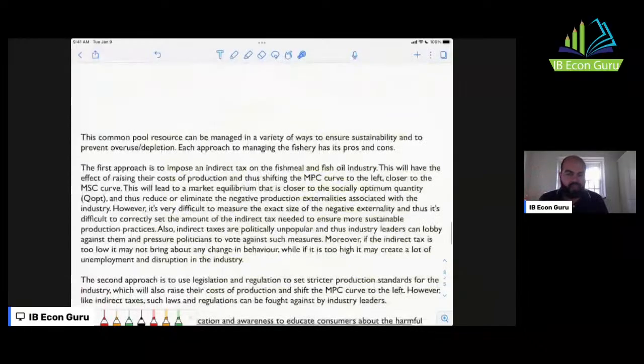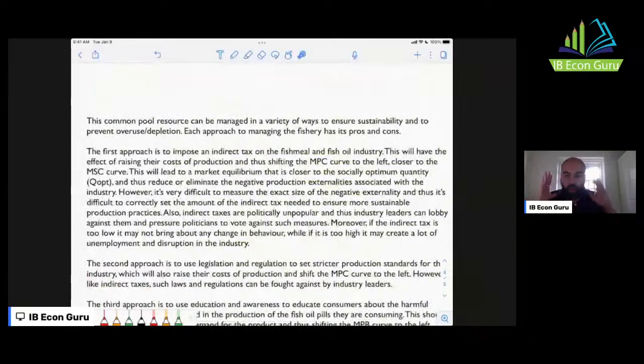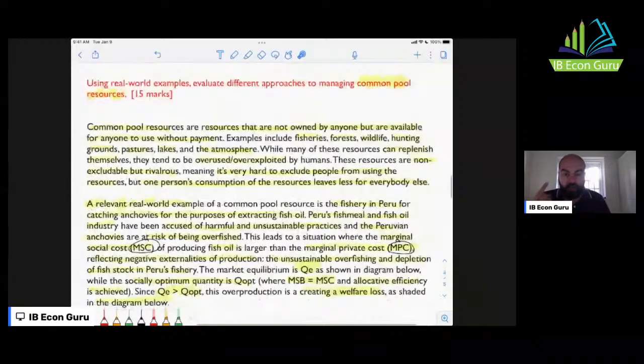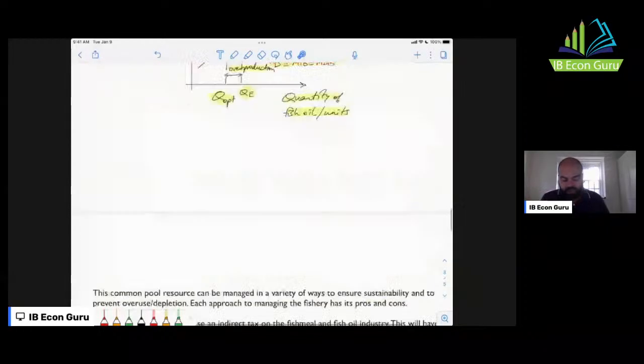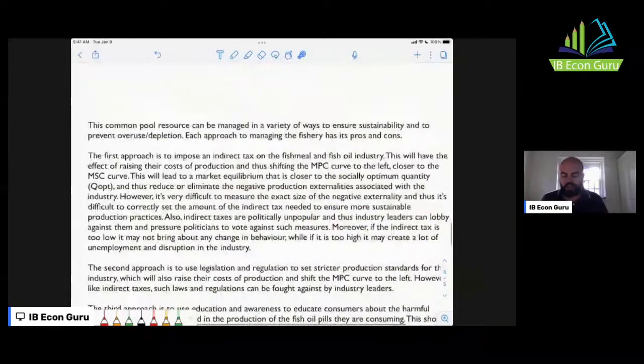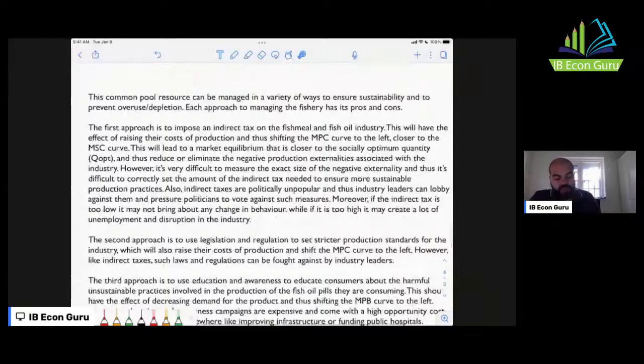So far, I haven't really answered the question. If you'll notice, this is all just providing context, theory, real-world example, and the diagram. The question is, evaluate different approaches to managing common pool resources. So this is where I start to evaluate. This common pool resource can be managed in a variety of ways to ensure sustainability and to prevent overuse and depletion. Each approach has its pros and cons. So this is me laying the foundation for my evaluation.